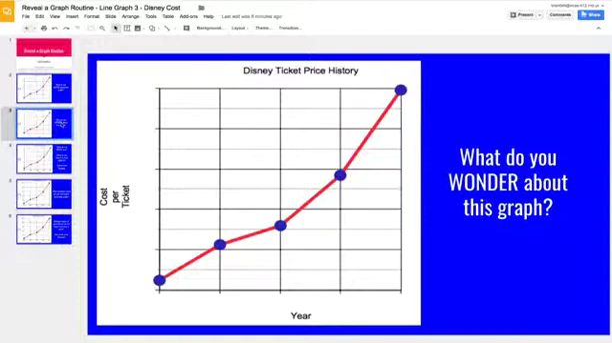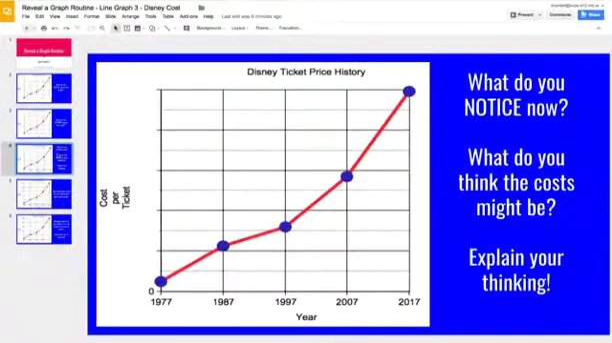Well, I certainly hope that one of your students shares that they wonder what those costs are and what those years might be. And once they've done that, and that should take a few minutes, you'll expose the next graph. And you'll see I've started to add a little bit more information. On this graph, you have the years, but still no ticket cost.